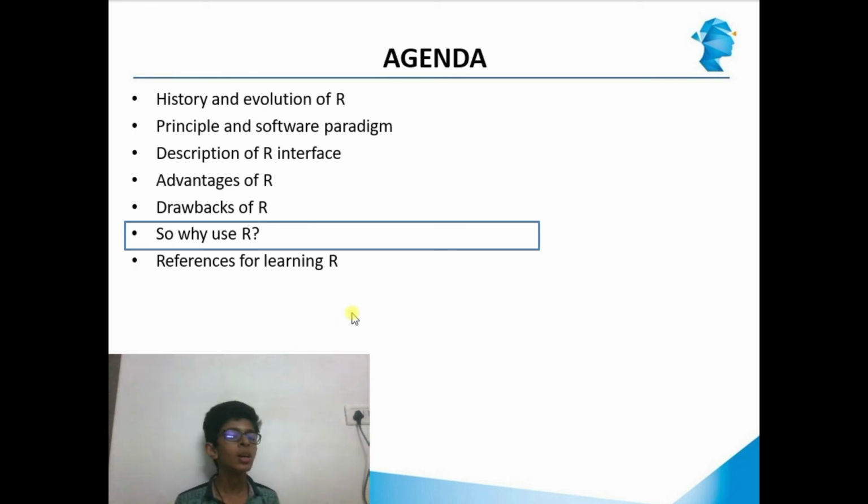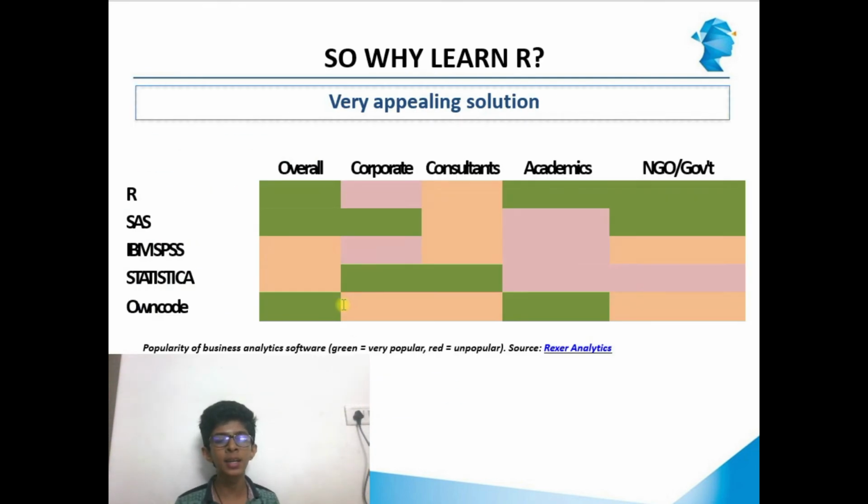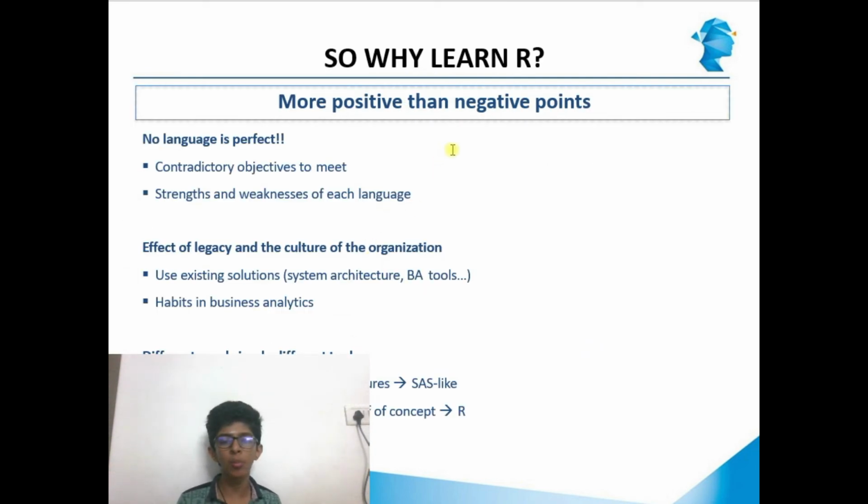Why do we use R? There are this many drawbacks, then why do we use R? So here is the answer. Actually, there are more positive than negative points. Yes, that's the point I was also thinking to say. No language is perfect. Each language has its own strengths and weaknesses, and there is the effect of legacy and culture in an organization: existing solutions, system architecture, BA tools, habits in business analysis, and different needs imply different tools.